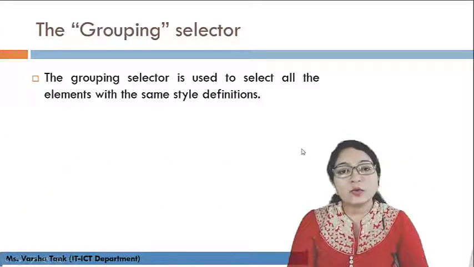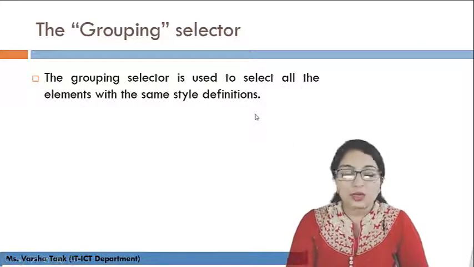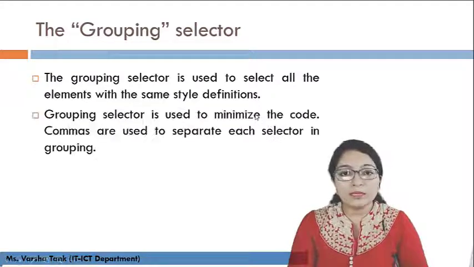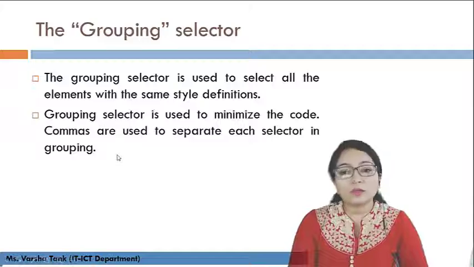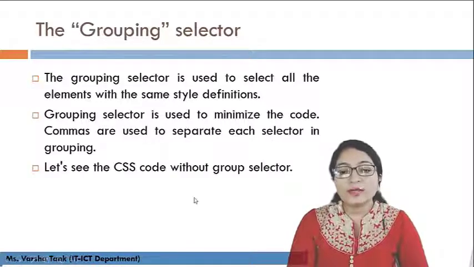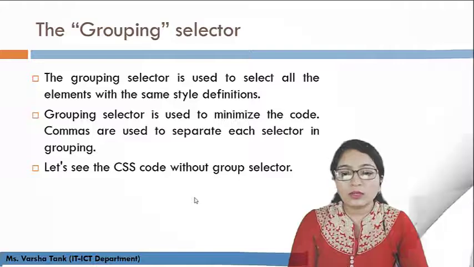Now next one is the grouping selector. So the grouping selector is used to select all the elements with the same style definition. Okay, so if you want the multiple selectors which have the same style, so at that time you can use this grouping selector. Grouping selector is used to minimize the code, commas are used to separate each selector in the grouping. So let's see the CSS code without the group selector.